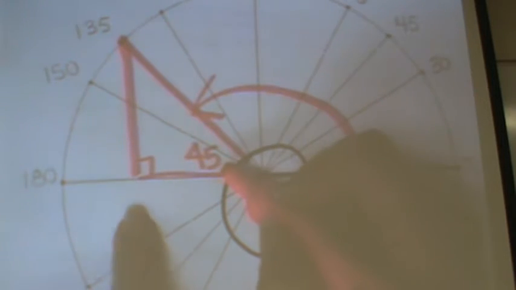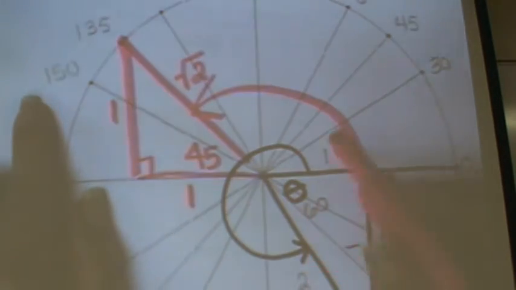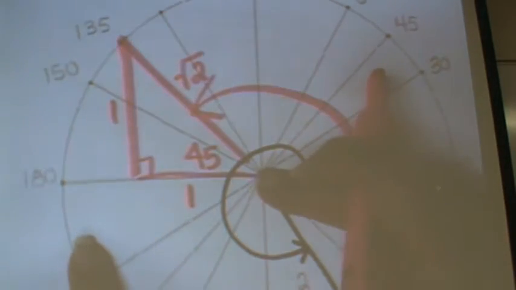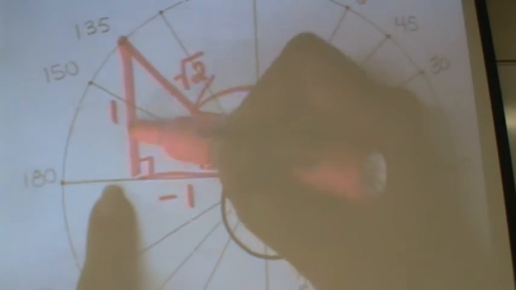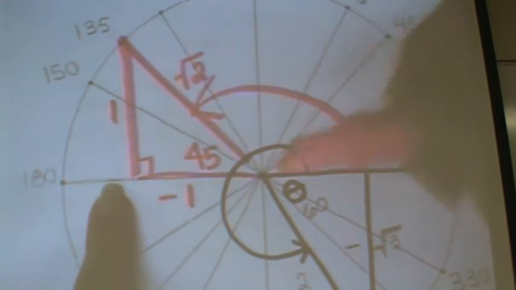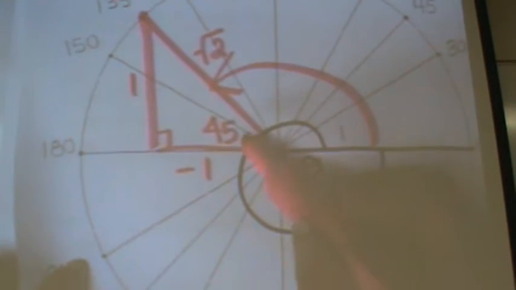So how do you label these sides? 1, 1, root 2. But since we're in quadrant 2, you're going to go negative 1, positive 1, and then remember that's always positive. Are you with me? Yes. So now, if I ask you, what's the sine of 135? You're going to say, what's the sine of this angle? It'd be 1 over root 2.